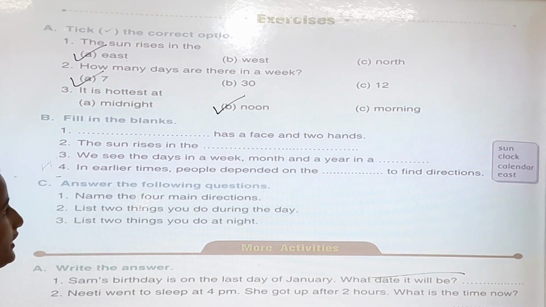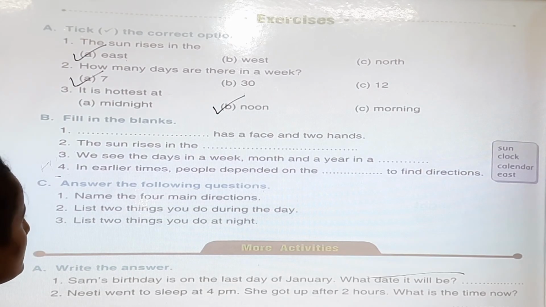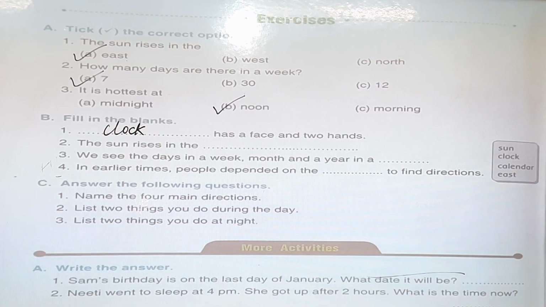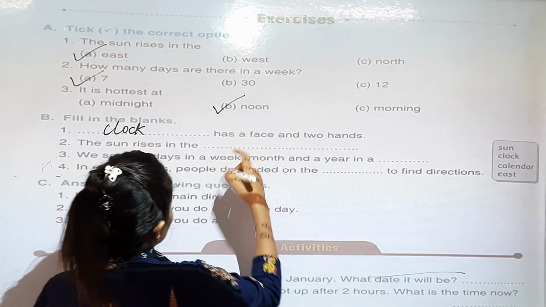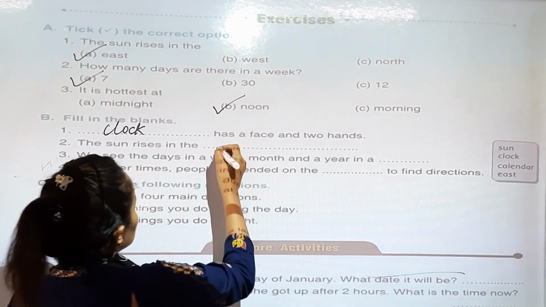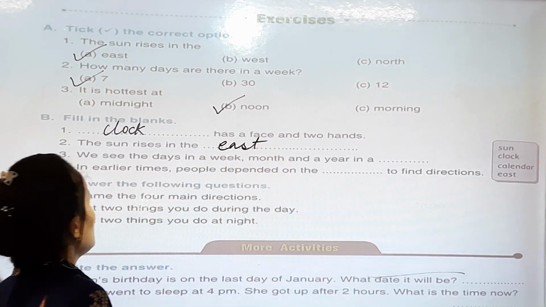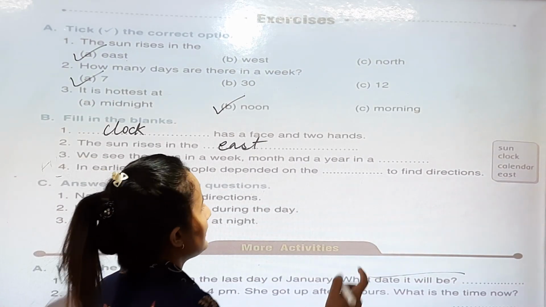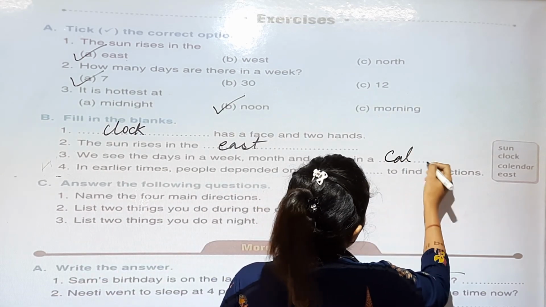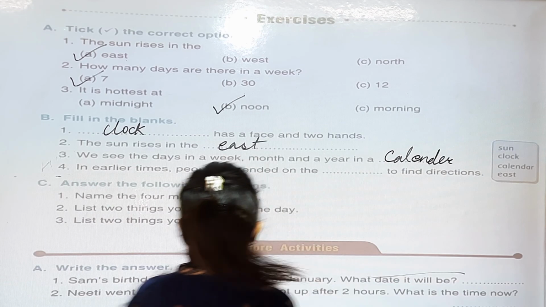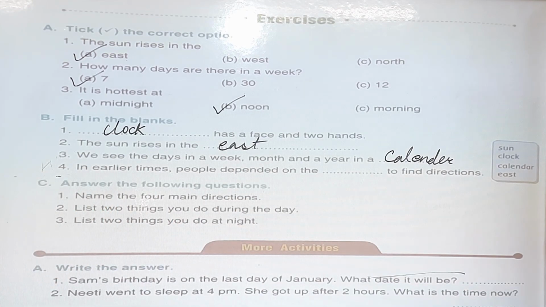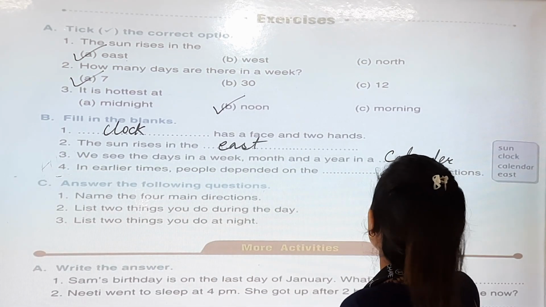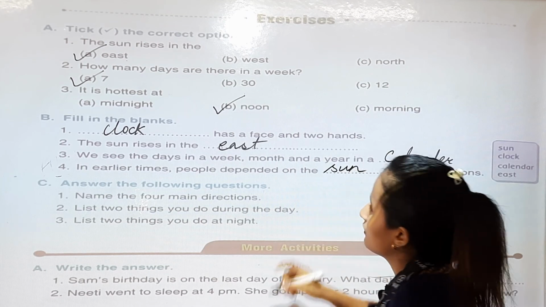Dash has a face and 2 hands. What has a face and two hands? Clock. The sun rises in the east and sets in the west. So the sun rises in the east. We see the days in a week, month and year in a calendar. With the help of a calendar, we can see. Now, in earlier times, people depended on the sun to find direction. So, these are the answers.